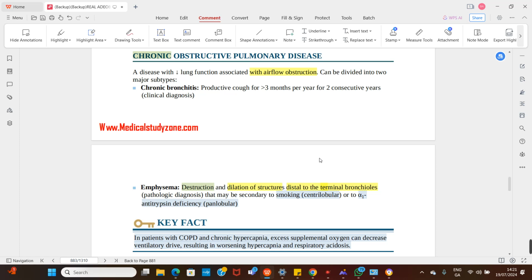So if you are going to pick chronic bronchitis in the exam, you must remember to always ask yourself, it's good to be spontaneous, but it's good to also double check: does this patient meet the criteria for chronic bronchitis? What is this criteria? Is this patient coughing for more than 3 months in a year for 2 consecutive years? If so, that is chronic bronchitis.